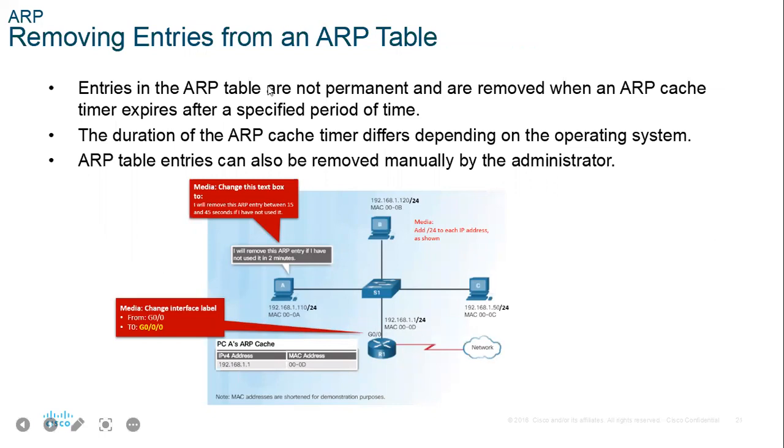Okay, so entries in the ARP table are not permanent. They are removed when the ARP cache timer expires after a specific period of time, or when you restart your system, or your router, or any of those switches. Because it's just a temporary table that helps to identify the different MAC addresses and their IP addresses for communication purposes. You see it? IP address, MAC address.